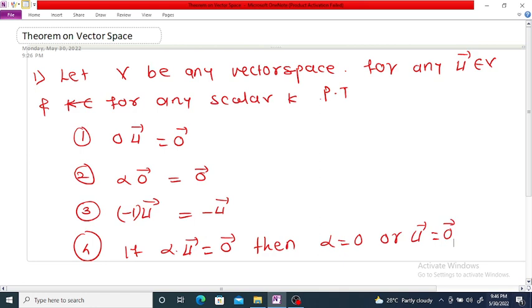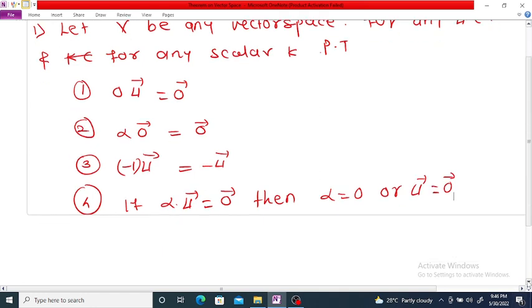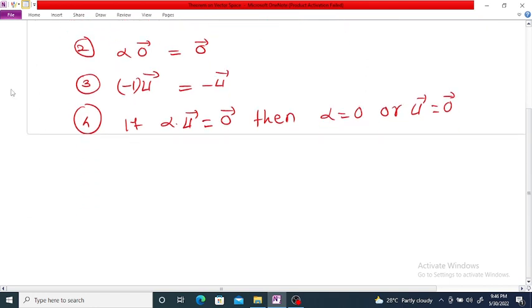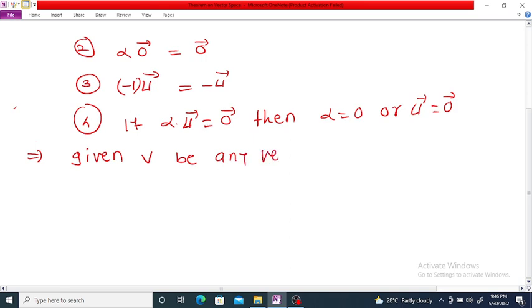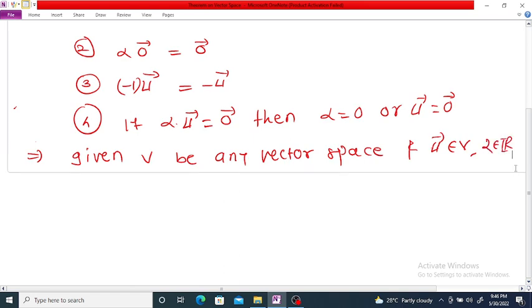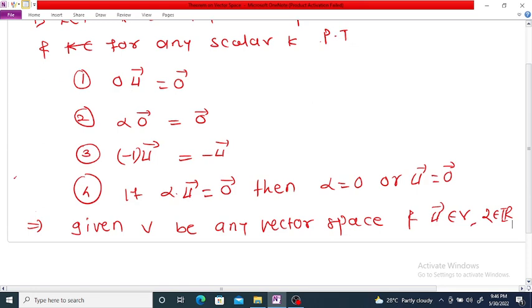Okay, so we want to prove this. So what is given here? The given is V is any vector space, and let u bar be any vector, u bar belongs to V, and alpha be any scalar, say alpha belongs to R, a real number. And we want to prove this first: 0 into u bar is equal to 0 bar.